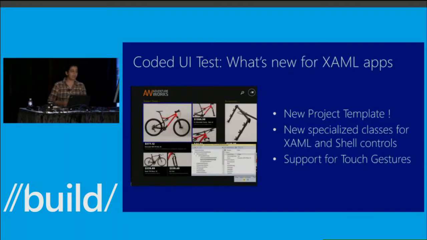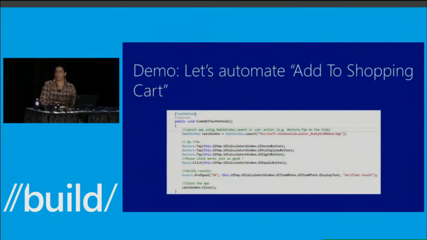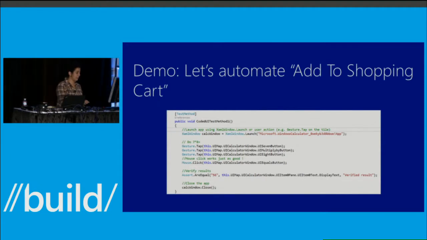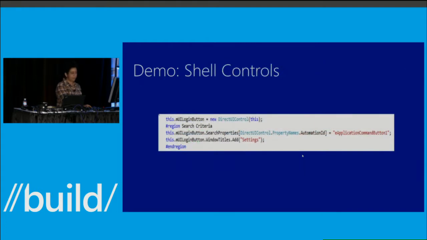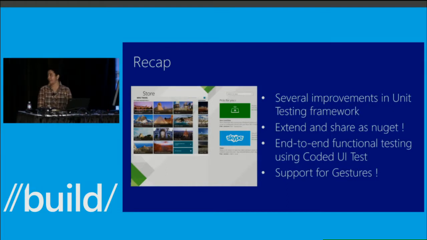So a quick recap of what we saw in Coded UI test. We saw the new project template. We looked at the new specialized classes, the XAML, HTML. Of course, HTML is not new. We already had that in the context of web apps. And the direct UI controls for shell controls. We also saw support for touch gestures. Again, some demo slides to help you refresh your memory on the code syntax. We looked at the shopping cart scenario and the shell controls.